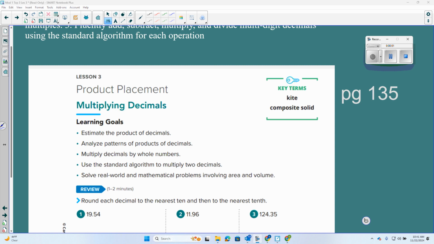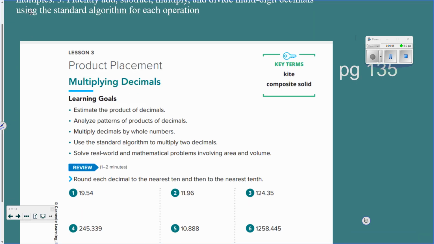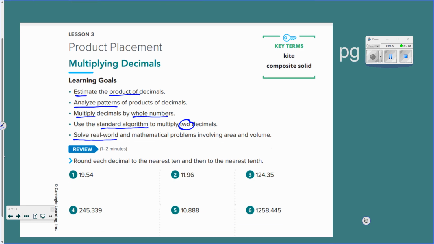We're going to go through how we multiply decimals. So we're going to go through the estimating of the product. We're going to analyze patterns to help us understand what's happening. We're going to do decimals by whole numbers. Then we're going to figure out the standard algorithm, multiplying two decimals. And if we get to it, we'll solve a couple of riddles involving area and volumes.